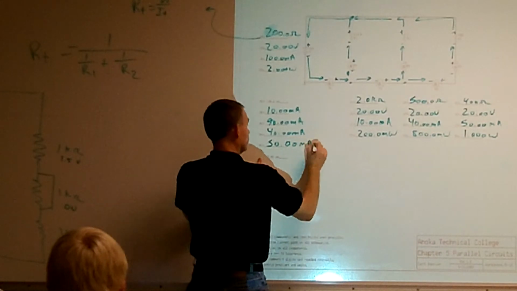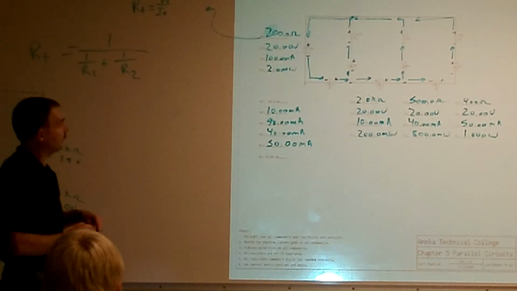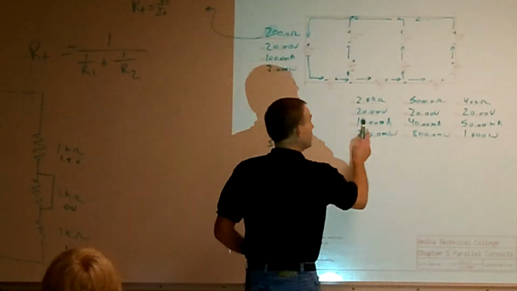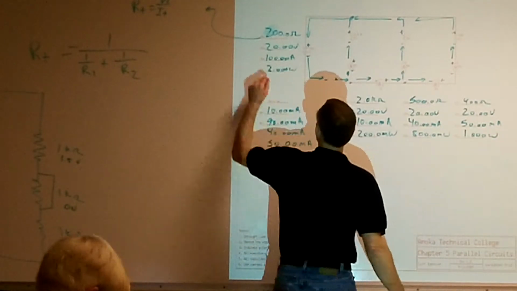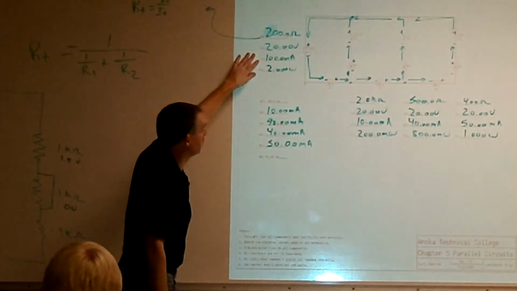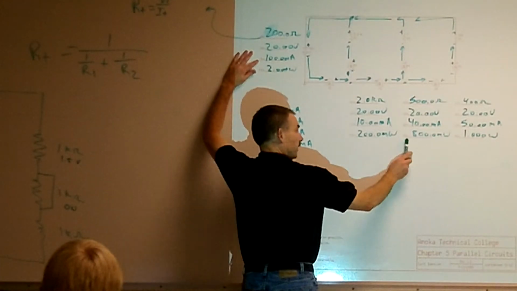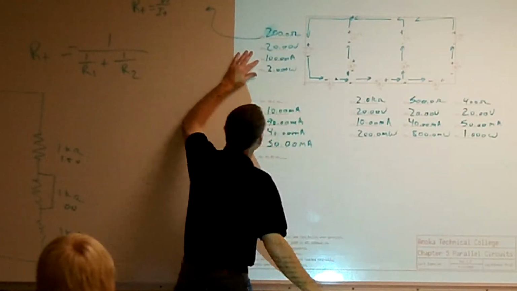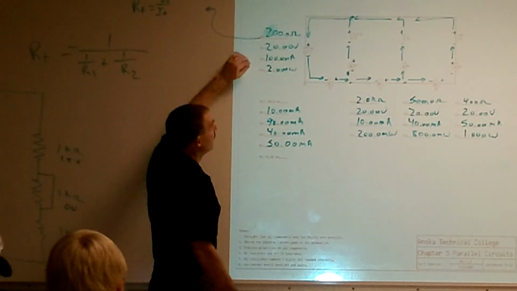And how much is going through M6? 50 milliamps. Okay? So to double check our work, we know these are current dividers, so if I add up all my currents, 10 plus 40 plus 50, I get my 100 milliamps. Check my power: 200 milliwatts plus 800 milliwatts plus 1 watt, I get my 2 watts. So everything's looking pretty good.